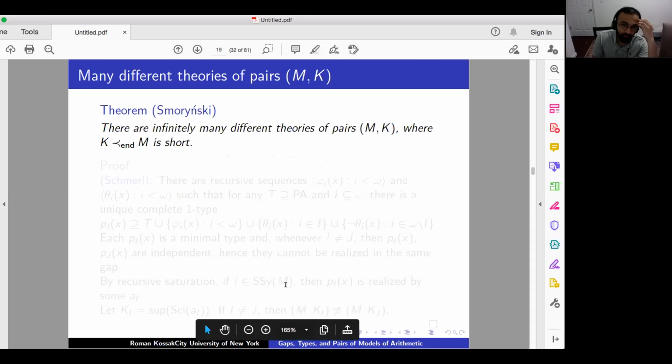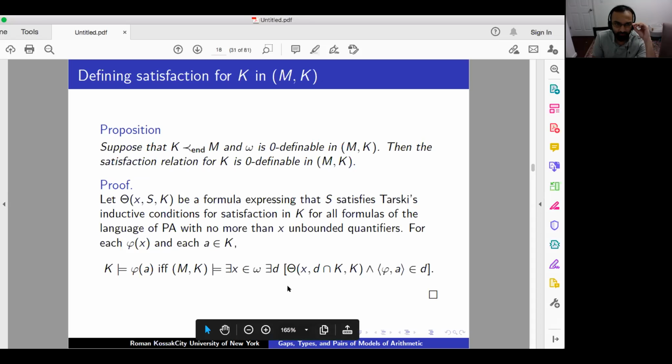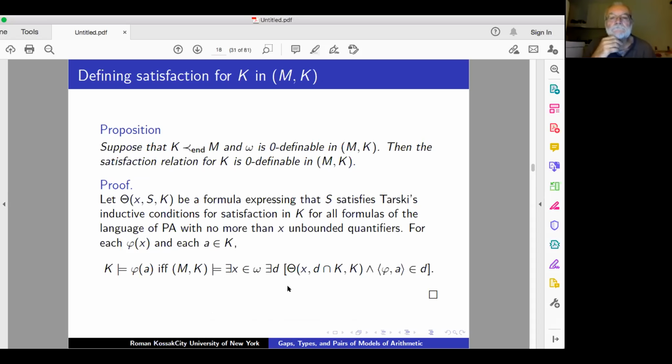Can I ask a quick question? I don't know if this is known, but can you go backwards? If you know that omega is 0-definable in the pair, does that tell you something about the structure of K inside of M? Nope. And this will be on my coming up slides. The answer is not always. In this particular case, yes, and in some cases that I will discuss, the answer will be no.